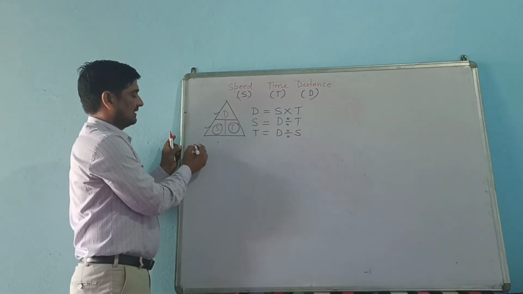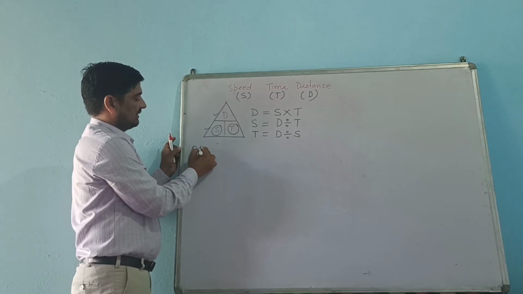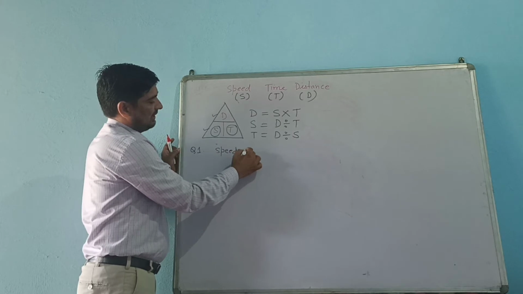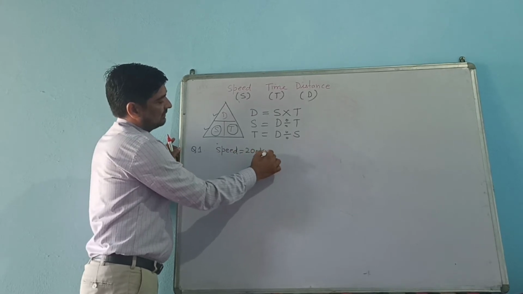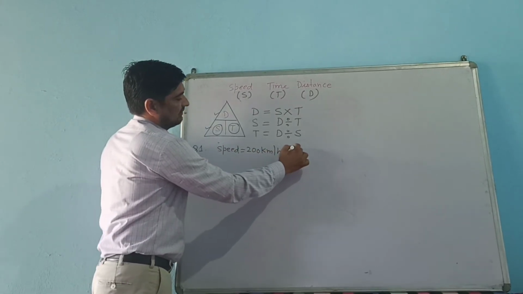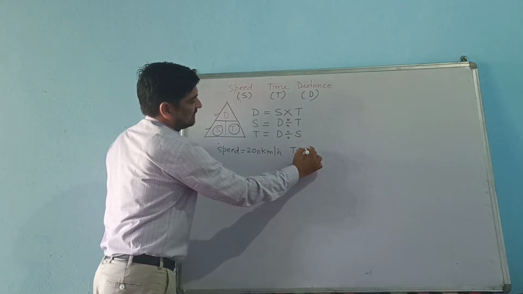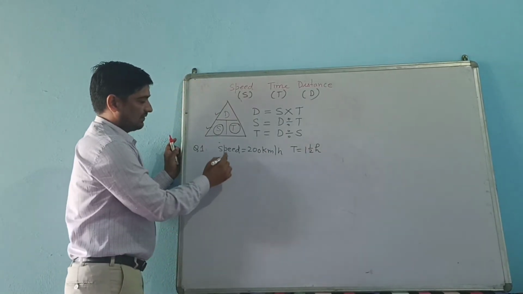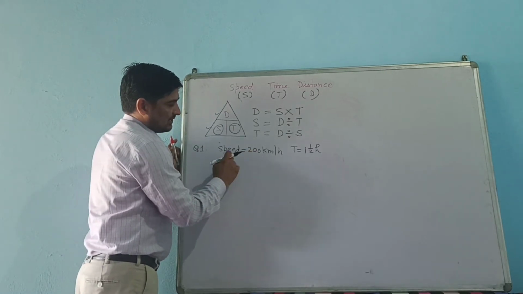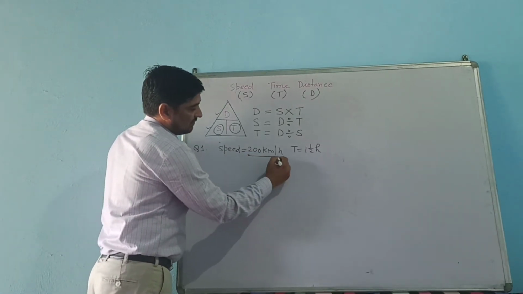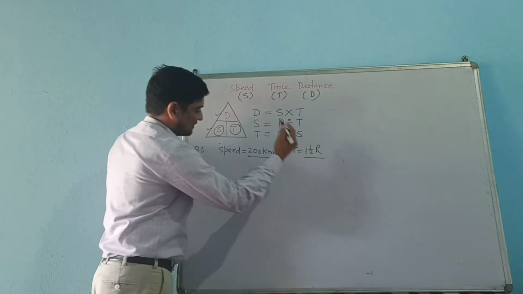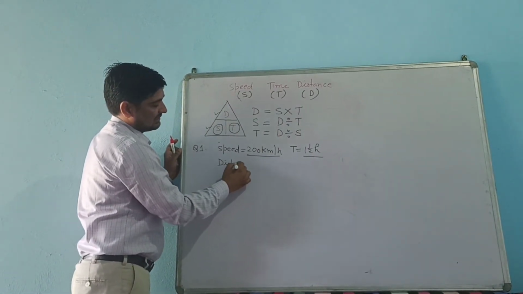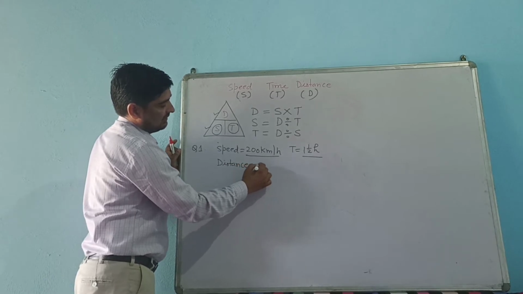Suppose I am taking an example. Question number 1 we are taking. Suppose speed is given. Speed is 200 km per hour. And time is given. Suppose I am taking 1.5 hours. An object is traveling from one place to another place with a speed of 200 km per hour and time is given. So what they are asking, you will have to calculate distance. How much distance that object will cover.